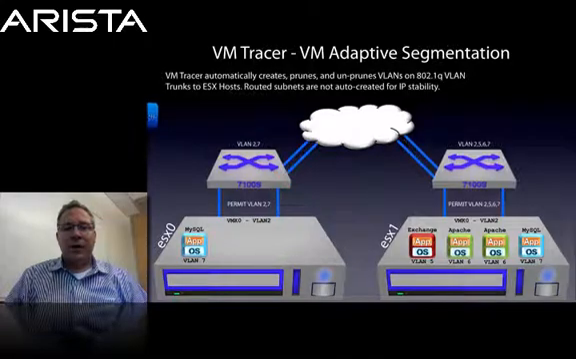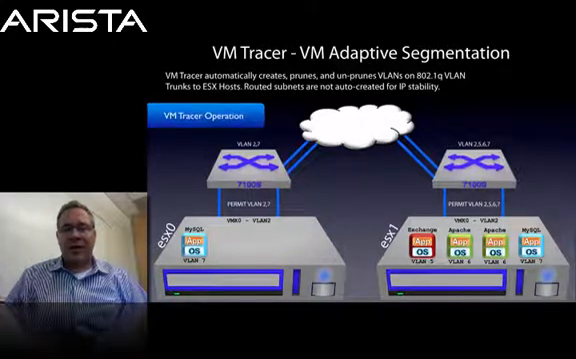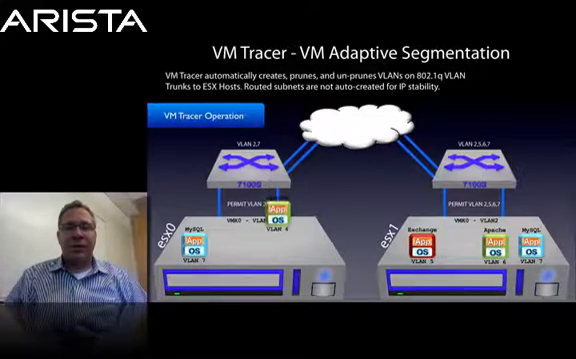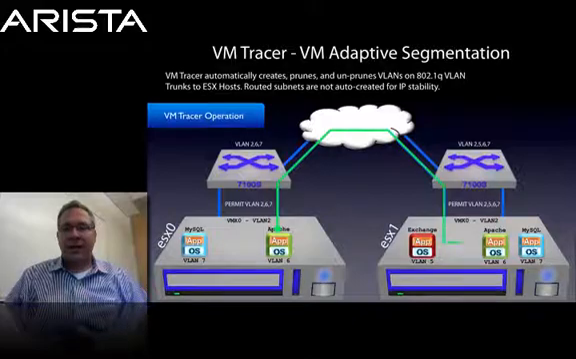With VM Tracer, all operations are automated within an approved range of VLANs. As a virtual machine is moved from one ESX host to another, the VLANs are auto-created. The permit VLAN list on each .1Q trunk is pruned or unpruned automatically, and end-to-end connectivity is then assured.